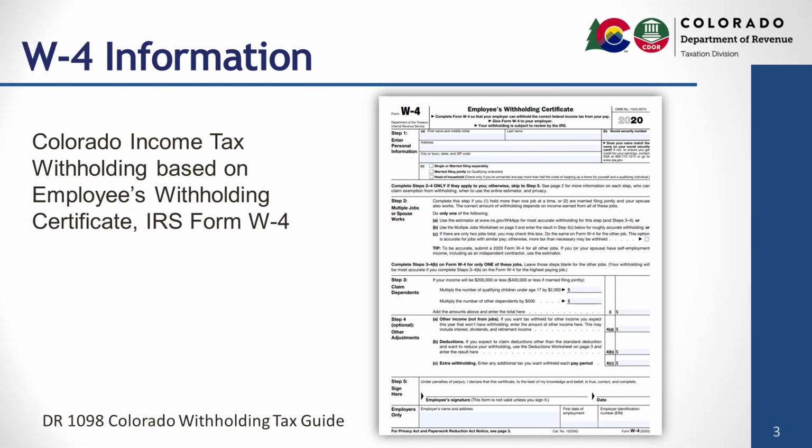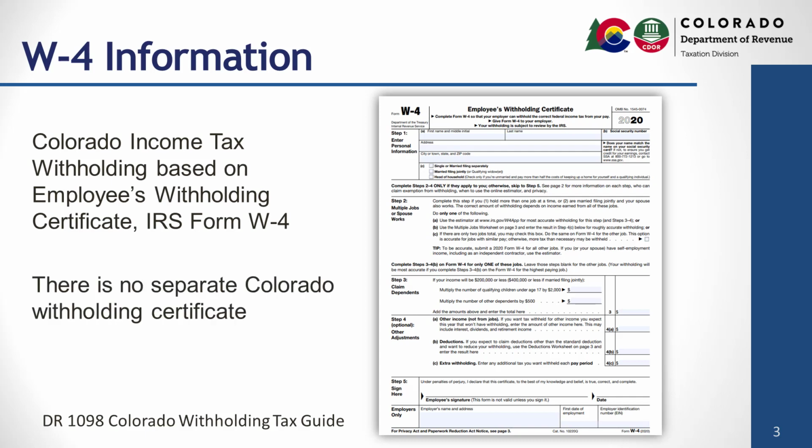Significant federal tax reform through the Tax Cuts and Jobs Act resulted in dramatic differences in the calculation of federal taxable income. This in turn resulted in major changes to the federal W-4 form, which is used to calculate wage withholding. The state of Colorado does not have a separate withholding certificate or W-4 equivalent, so the federal W-4 is used to calculate Colorado state wage withholding.